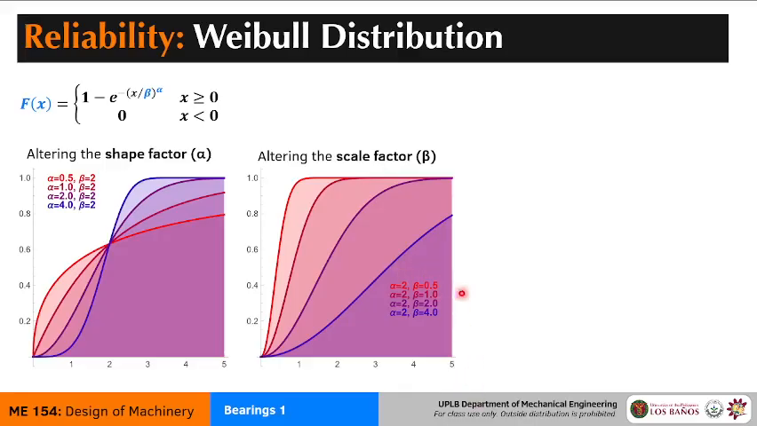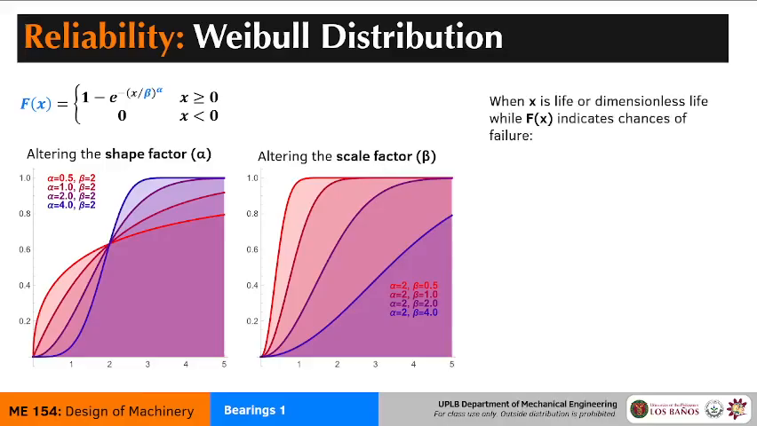So if your scale factor, your beta in this case, is very small, your entire function will add up to 1 immediately, very close to x equals 0. But if you have a very high scale factor, then that will be a much more distributed function. It will accumulate to 100% at a much farther distance.